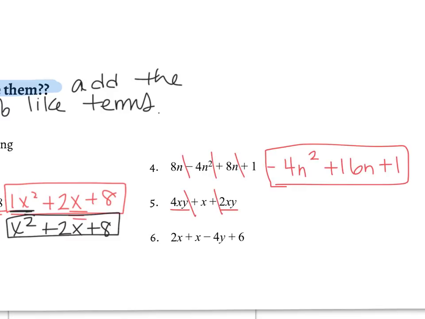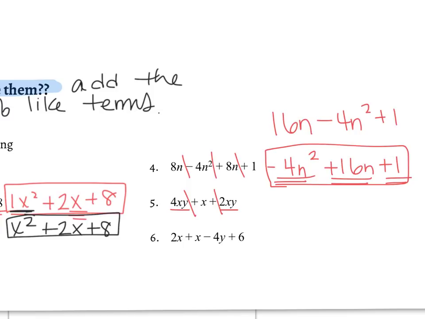So I went ahead and I put up the answer to number 5. Hopefully you don't have any questions with that number. I'm sorry, number 4. But you could also rewrite this as 16n minus 4n squared plus 1. It really doesn't matter which way, as long as 4n squared is negative, 16n is positive, and 1 is positive.